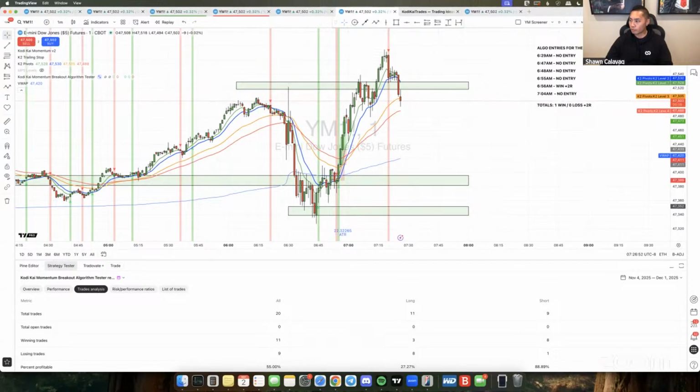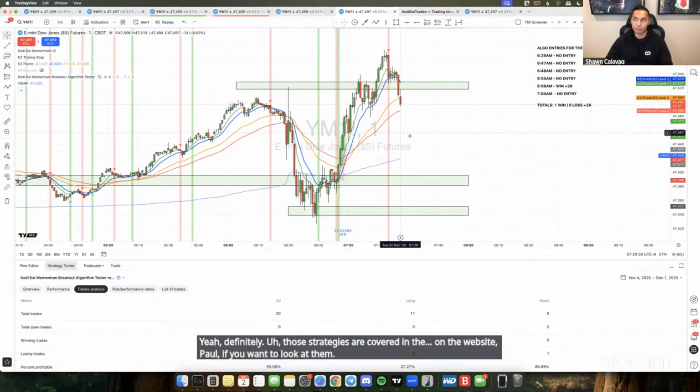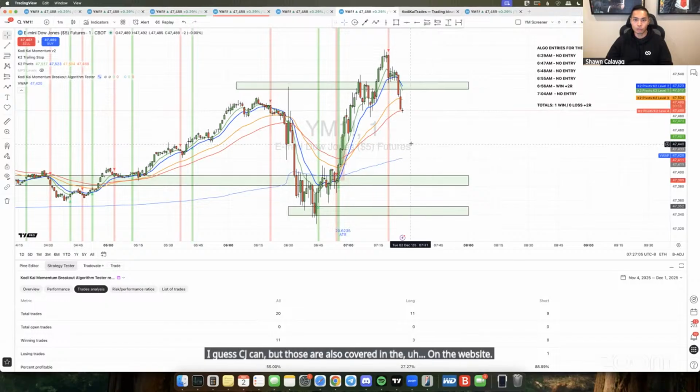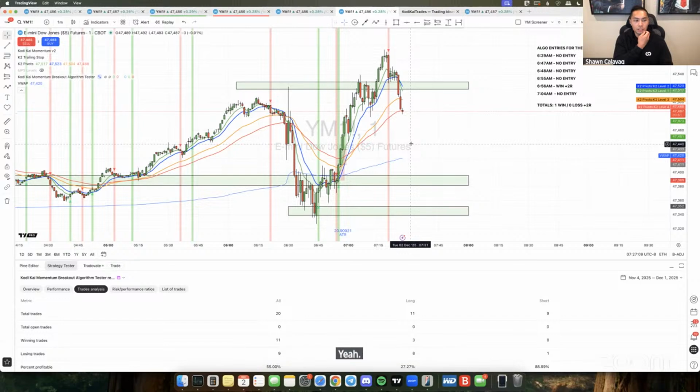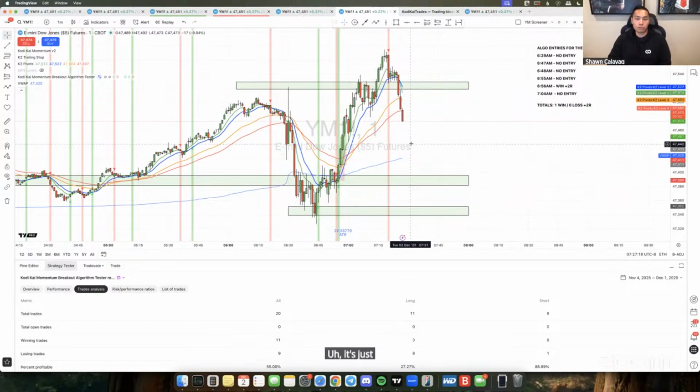Those strategies are covered on the website, Paul, if you want to look at them. If CJ wants to explain them to you, I guess CJ can, but those are also covered on the website. It's the same strategy that's been used for years. The MPS V2 and the market flow V2, it's the same strategy that was here probably the last time you were around, Paul. It's just I don't use it as much because I don't trade technicals as much anymore.